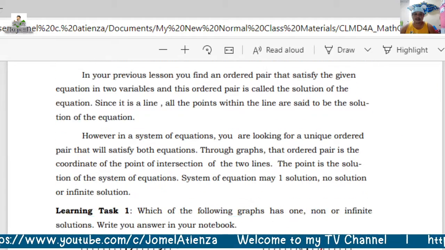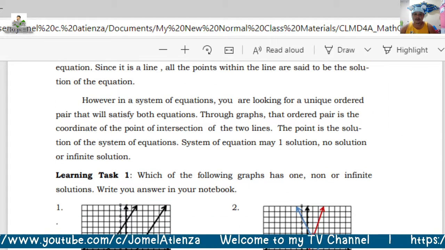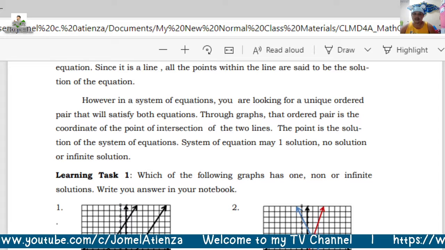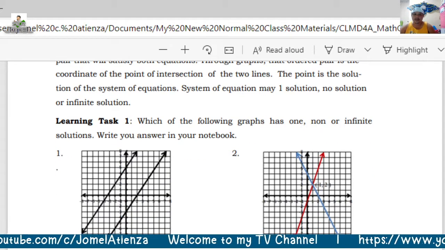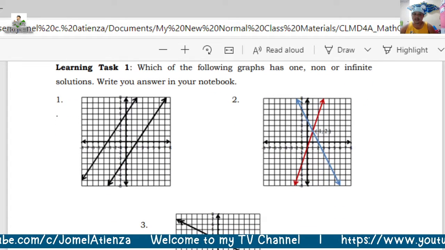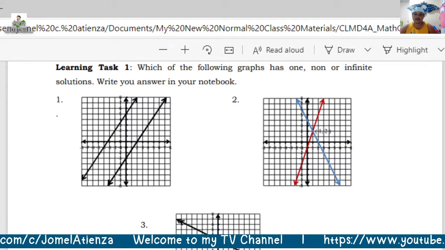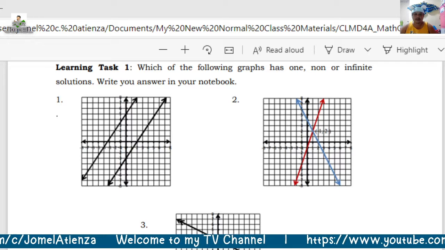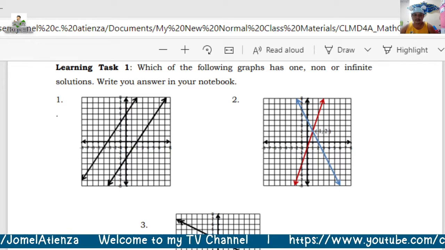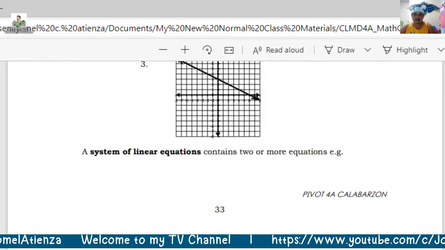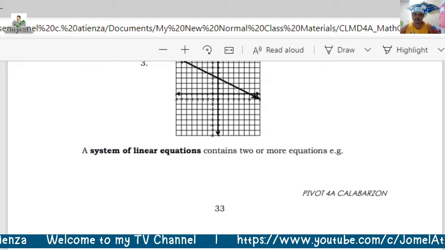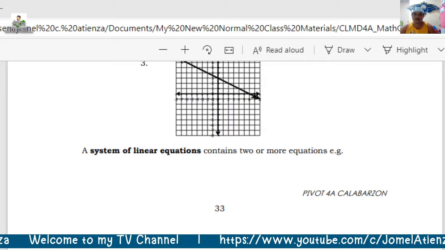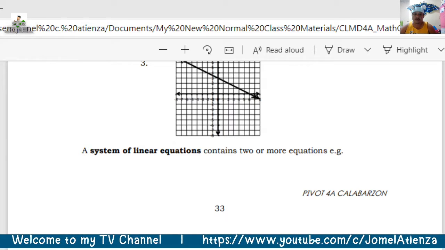Okay, so this is our test one. Which of the following graphs has one solution, no solution, or infinite solutions? Okay, so once again, when we say a system of linear equations, ito yung tinatawag nating two or more equations. Okay, so that is two or more equations.